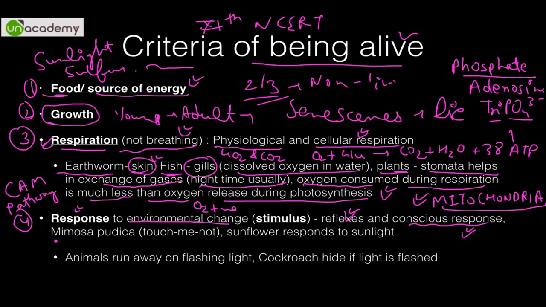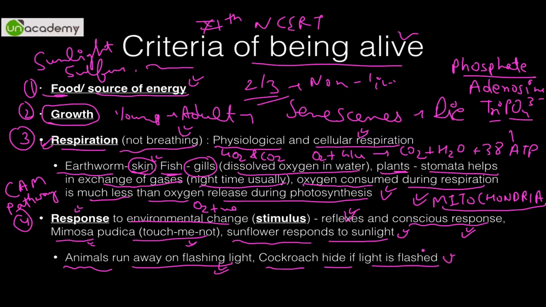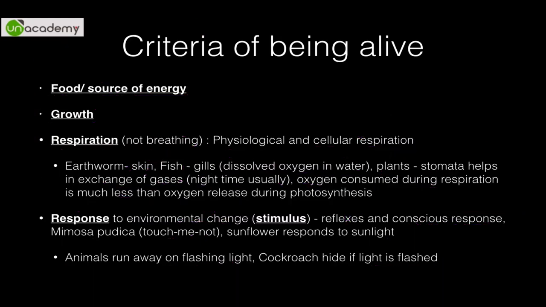Plants also have this, like the mimosa plant, which is also called touch-me-not. The moment you touch it, the entire plant goes in, the leaves become small and shrunk. Similarly, sunflower will respond to the sunlight and it might revolve somewhat around it, not exactly like they show in movies, but it somewhat responds to the sunlight. Now animals run away on flashing light. When you are going on the road and an animal comes in front, usually they run away when they see a car coming. Cockroaches also hide if the light is flashed. Leave some things in the kitchen and you'll see cockroaches gathered around it. As soon as you turn on the light, they'll just rush away. So that is response to the environmental change, or what is called a stimulus.